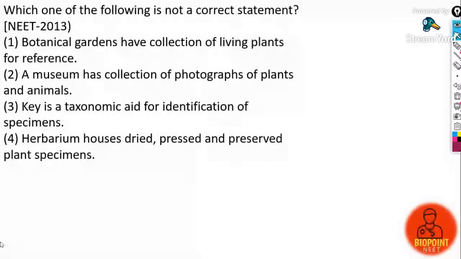The next question on the screen: which one of the following is not a correct statement? Botanical gardens have a collection of living plants for reference. A museum has a collection of photographs of plants and animals. Key is a taxonomic aid for identification of specimens. Herbarium houses dried, pressed, and preserved plant specimens. Which is not a correct statement?